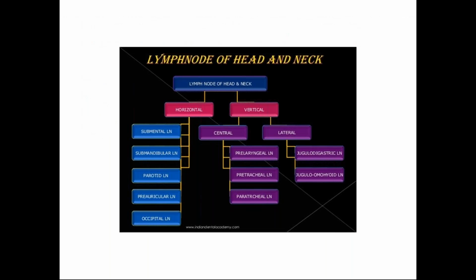So coming to the cervical lymph nodes. Totally, the lymph nodes of the head and neck are divided into a horizontal group and a vertical group. The horizontal group is the submental lymph nodes, submandibular lymph nodes, parotid lymph nodes, preauricular and occipital lymph nodes. Whereas the vertical group is again divided into central and lateral. The central consists of the prelaryngeal, pretracheal and paratracheal lymph nodes, whereas the lateral is the jugulo-digastric and jugulo-omohyoid lymph nodes. This is one type of classification.